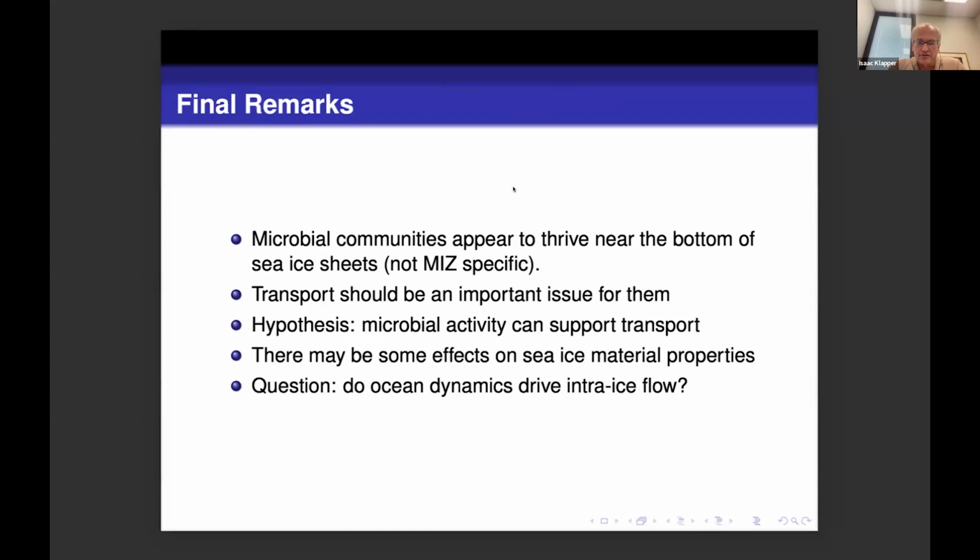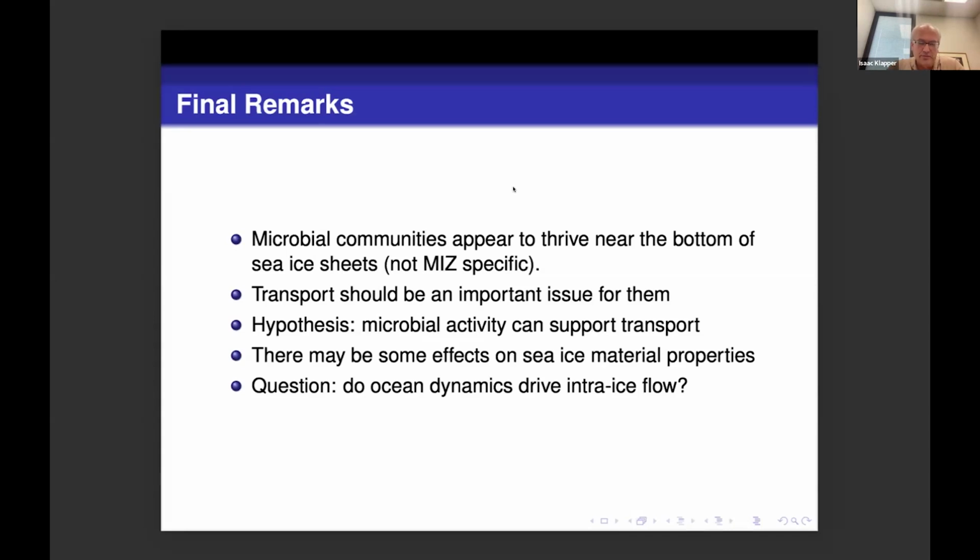And the hypothesis is that microbial activity can easily help with that. I didn't talk about it much, although I guess I did a little bit. So there may be some effects on sea ice material properties in all of this, including mechanical ones, right? If you're opening up pores and things like that. They're based on our extremely crude model. I don't see any reason to claim that they're going to be large, but I can't really say that they wouldn't be. And I would like to propose a question.